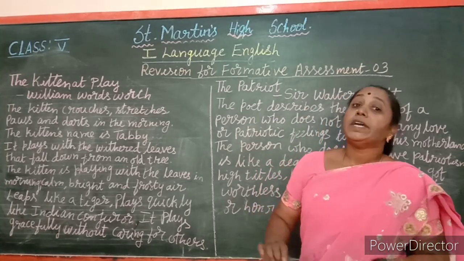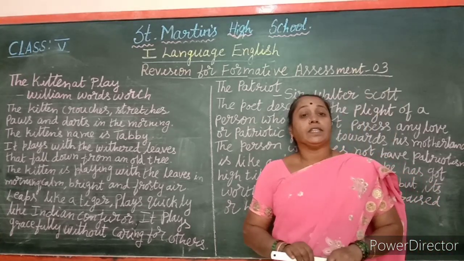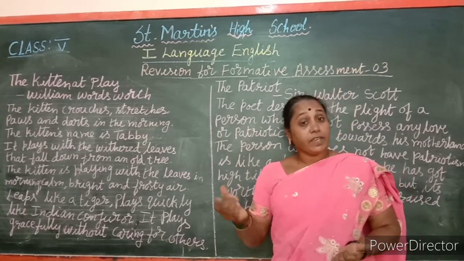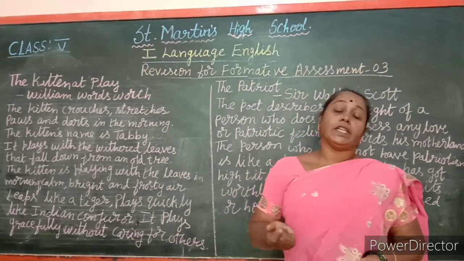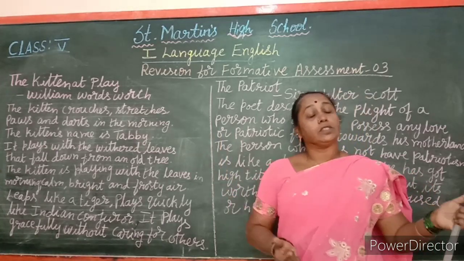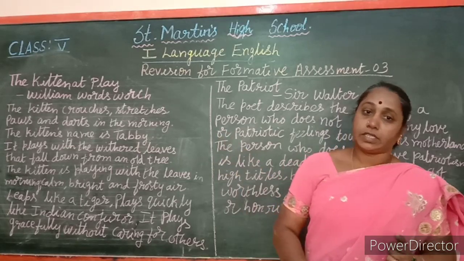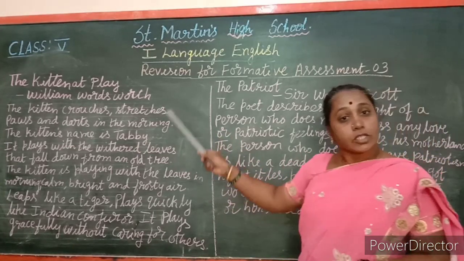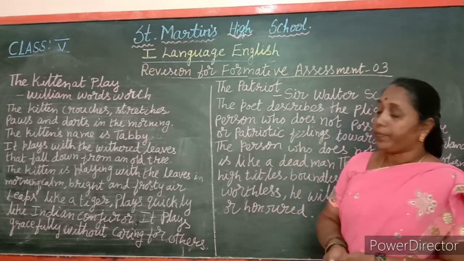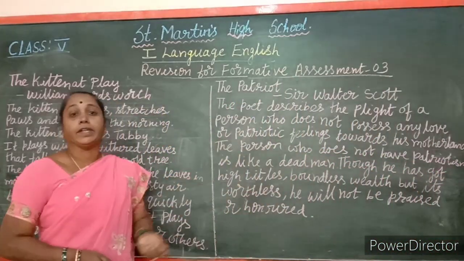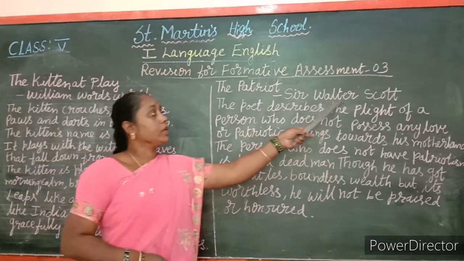And also he compares this kitten to an Indian conjurer. It is playing with the withering leaves like an Indian conjurer. It's very quick in its fears. Conjurer means magician. So I hope you understood the summary of this poem. Now let us move to the next poem, The Patriot, written by Sir Walter Scott.